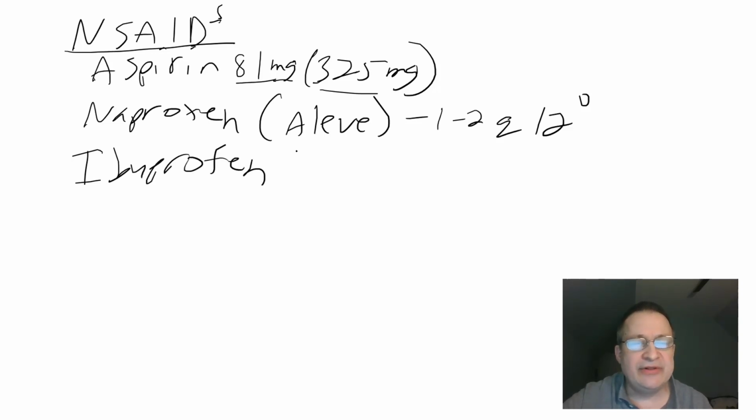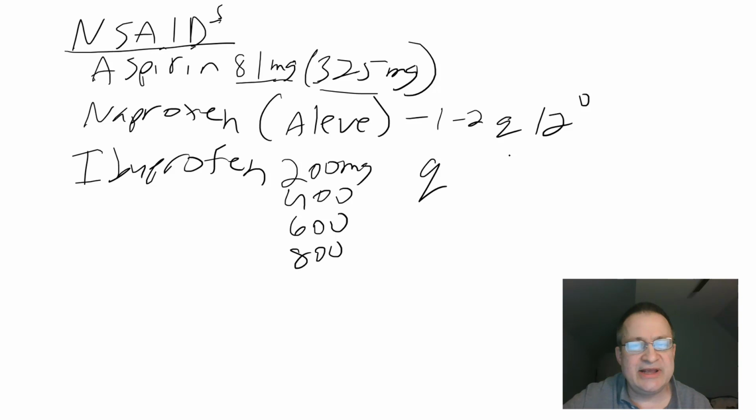Ibuprofen. So the over-the-counter strength is 200 milligrams, right? And the prescription strengths are 400, 600, and 800 milligrams. This is usually dosed every 6 to 8 hours. Okay, so we have aspirin, naproxen, ibuprofen, and what am I missing?